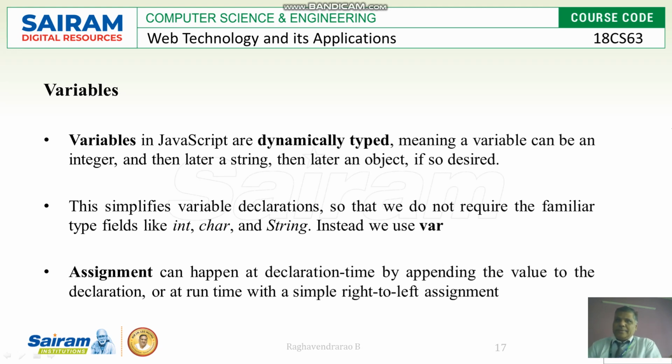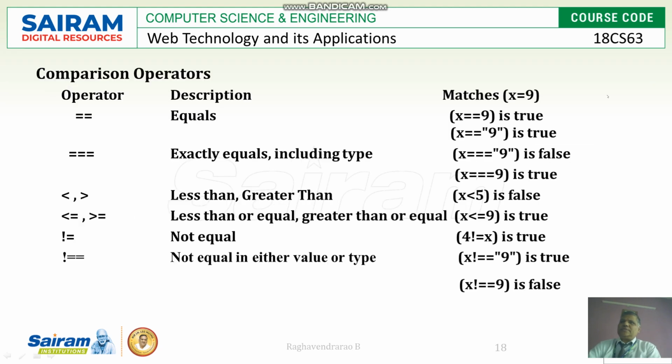Assignment can happen at the declaration time by appending the value to the declaration. When you say var x equal to 10, it is understood to be an integer type. Var x equal to double quote 10 defines x as a string variable. Variable y equal to new Date function means y will become an object type. In 10.5, it will be considered a float variable. At the time of declaration only.